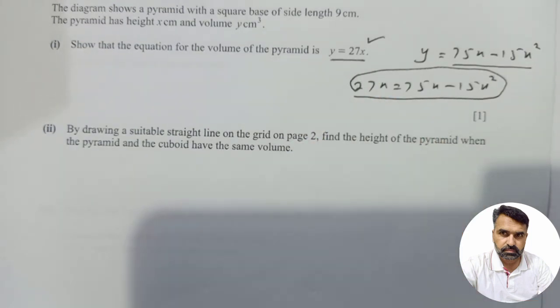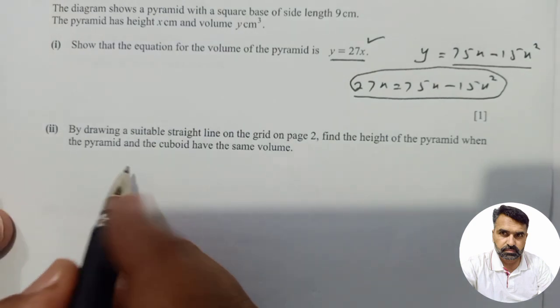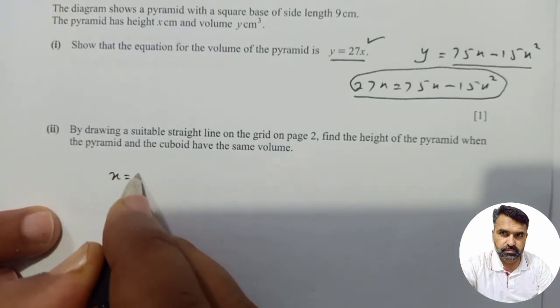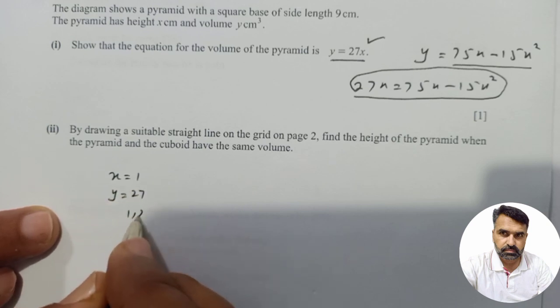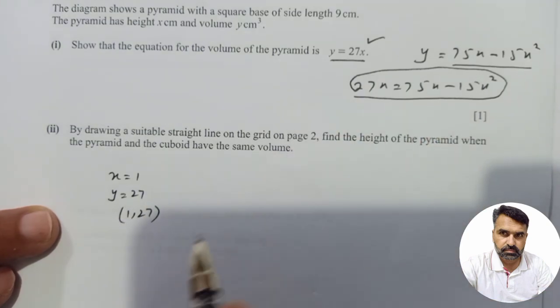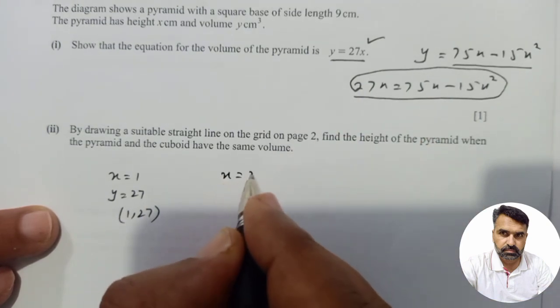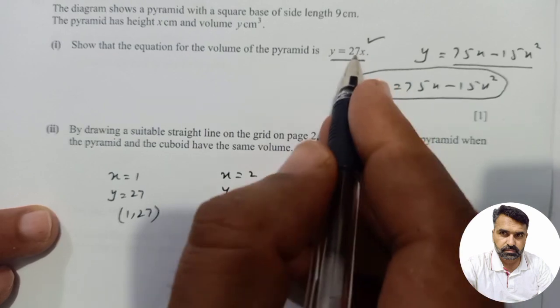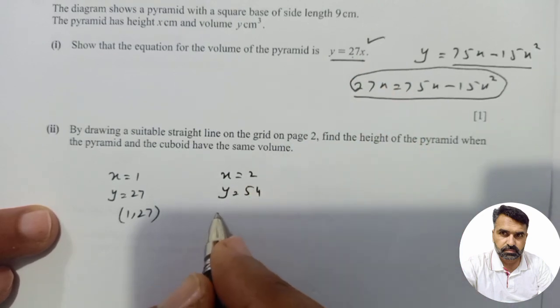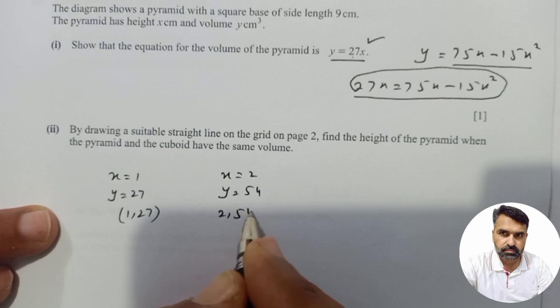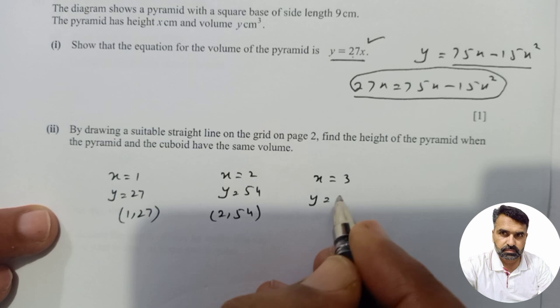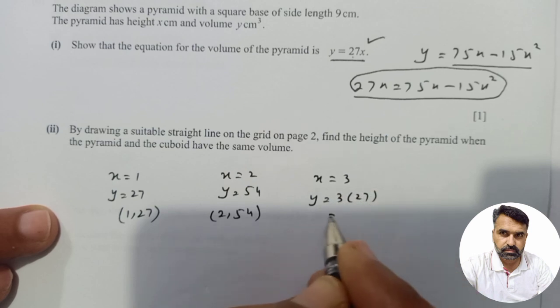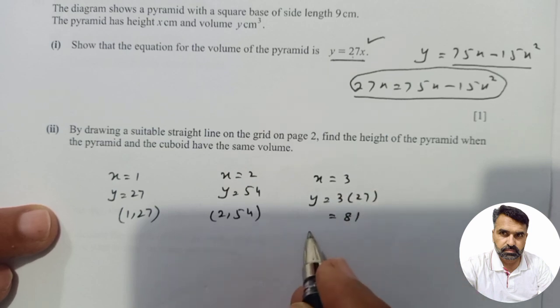If we take x as 1, first I will find the coordinates. If x is 1, then y will be 27 and the coordinate will become (1, 27). And if we take x as 2, then the value of y will be 2 27s are 54, and the second coordinate will become (2, 54). And if we take x as 3, then y will be 3 multiplied by 27, that is 81, and the coordinate will become (3, 81).